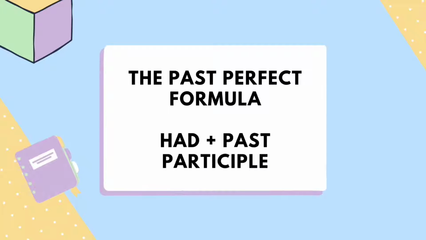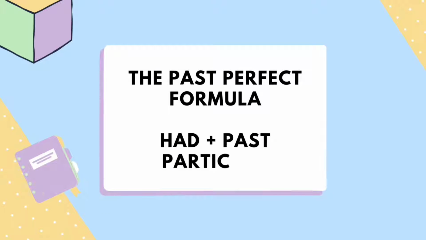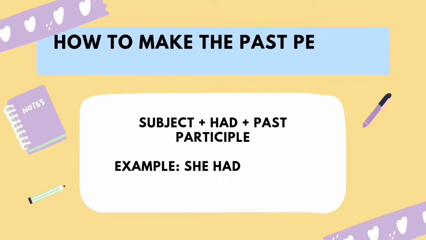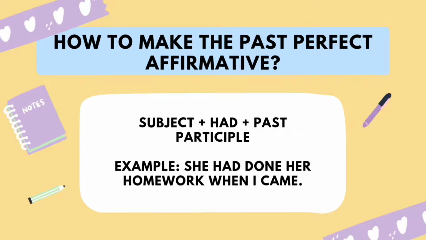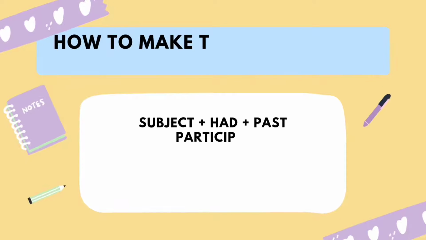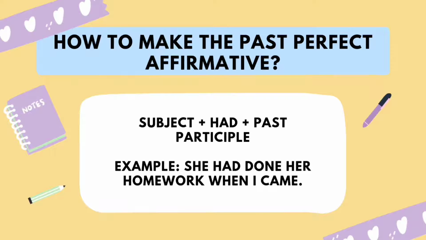The past perfect formula. The formula for the past perfect tense is had plus past participle. It doesn't matter if the subject is singular or plural. The formula doesn't change. How to make the past perfect affirmative. To form the past perfect affirmative, we use subject plus had plus the past participle.